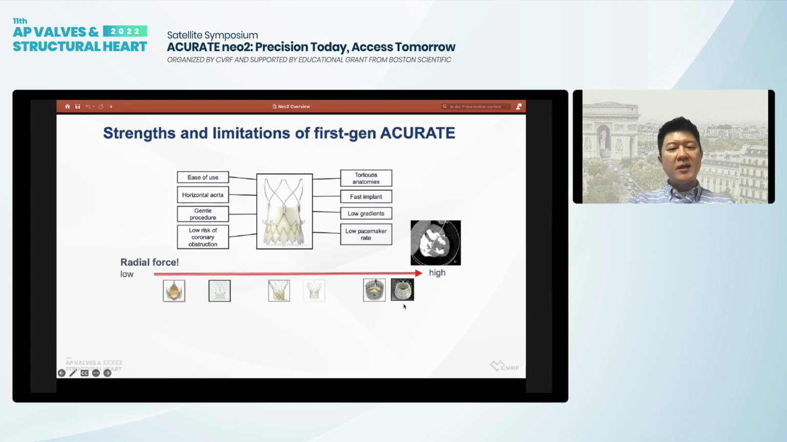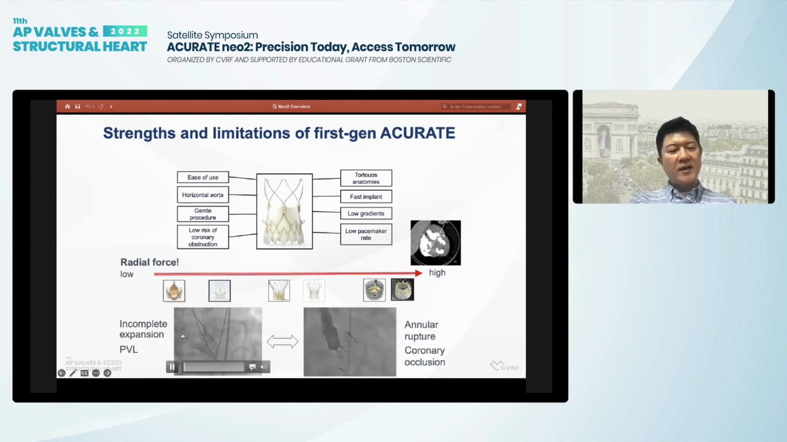However, the limitation, and I'm talking right now about the neo1 platform, is a relatively low radial force, which can be associated, as you can see here, with incomplete expansion and PVL. We have seen in many trials that for some reasons PVL can be increased using the ACURATE Neo.